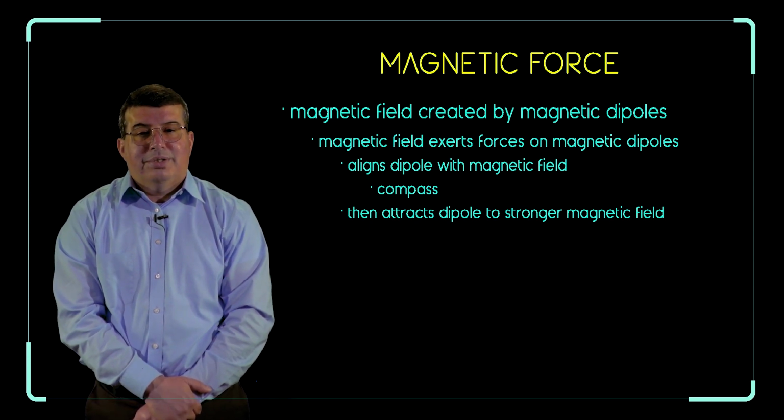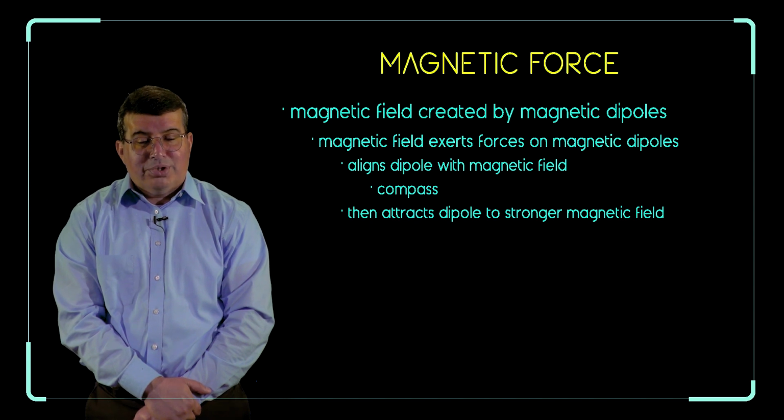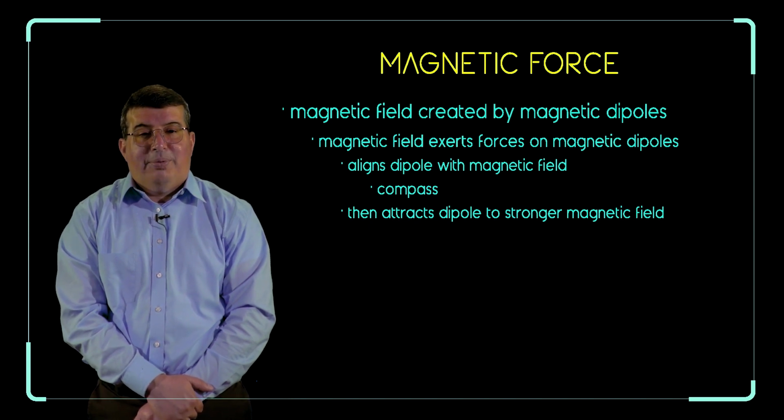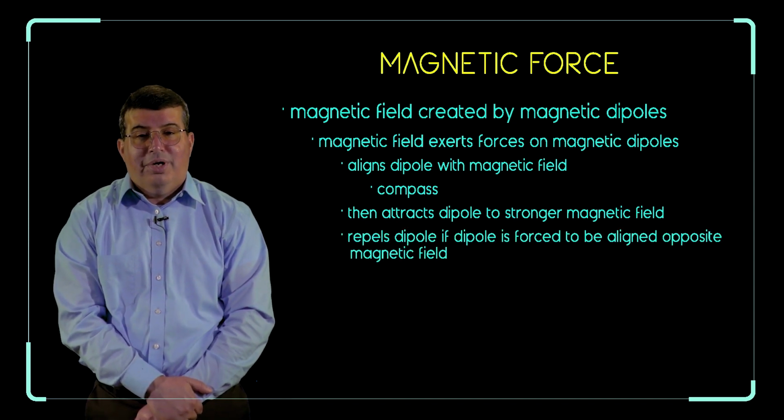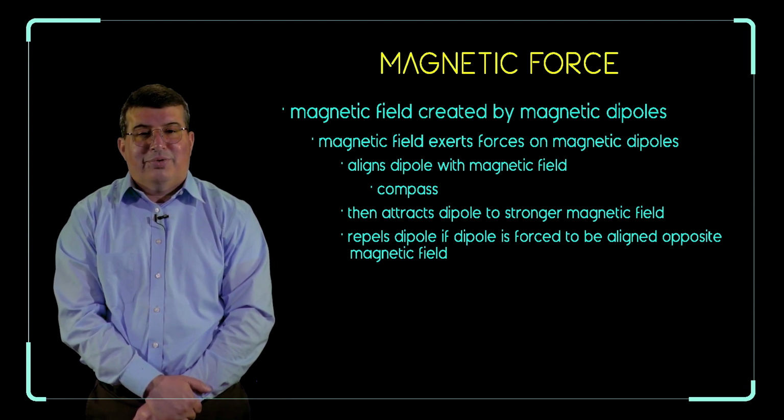Now we can turn this attraction into repulsion if the dipole is forced to be aligned opposite the magnetic field. In other words, if we don't allow the magnet to turn, then we can turn that force of attraction into repulsion. Let me do some demonstrations for you.